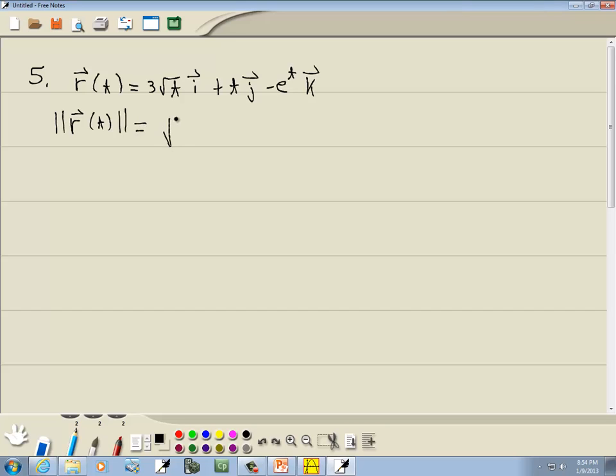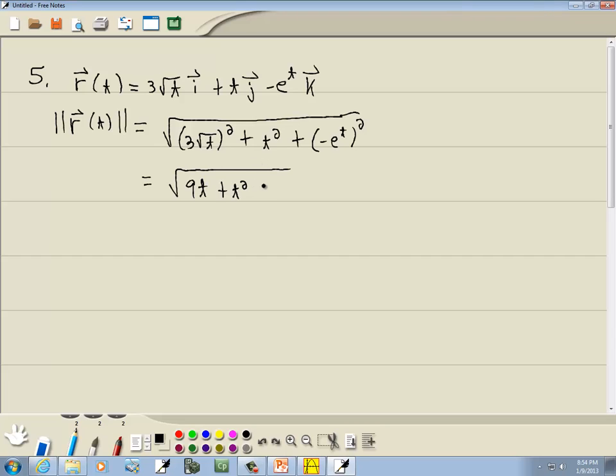Now here, what we're going to do is we're going to take the square root, and then we're going to take our component functions and square each one and add them together. So we got the square root of 3 square root of t squared plus t squared plus -e to the t squared. Well, 3 squared is 9, and you square the square root, and the square root and the second power cancel each other out. So this gives us 9t plus t squared.